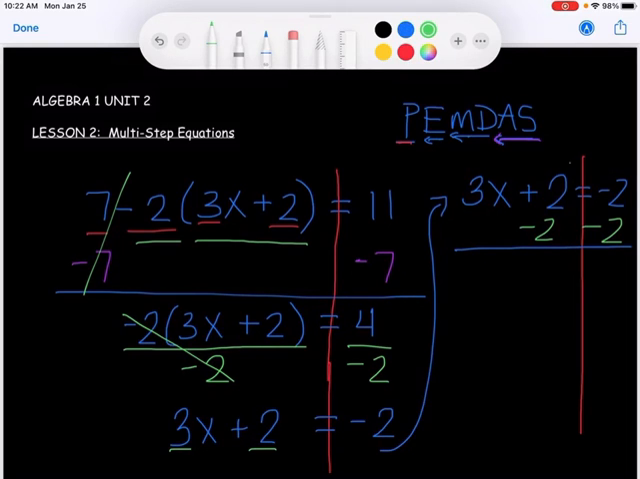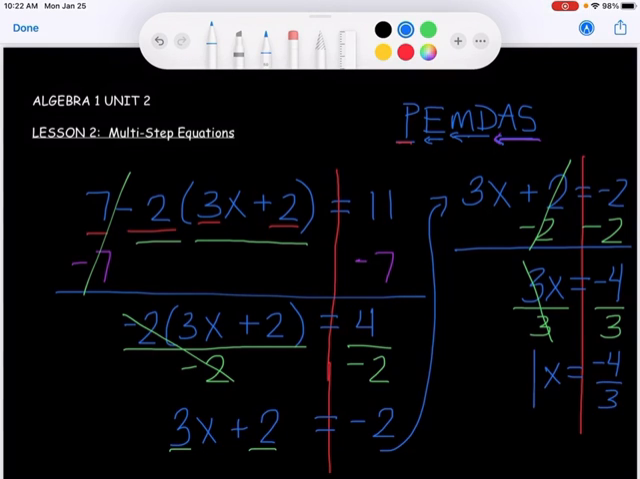Okay, so that these cancel out, and we're left with 3x equals, well, -2 minus 2 is -4. And now the last thing we need to get rid of is that 3. It's 3 times x, so the opposite would be to divide by 3. Make sure you do it to both sides. Those cancel out. We get x equals -4/3, which I would leave that way because it doesn't reduce, and then make sure to go back and check it.